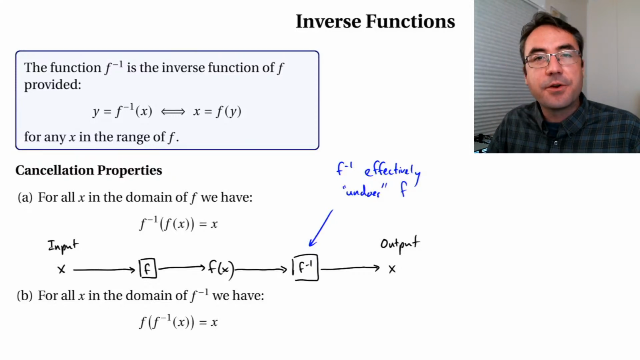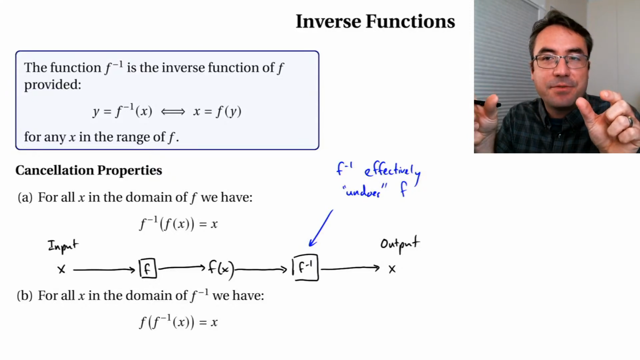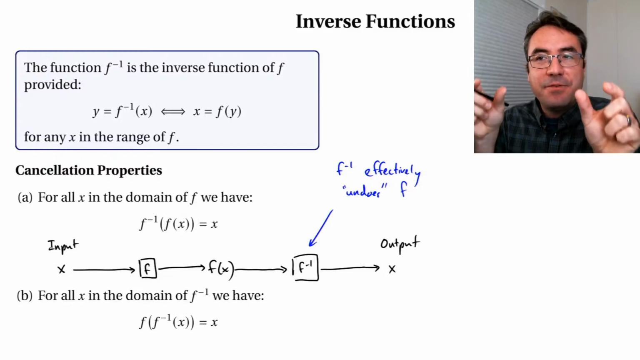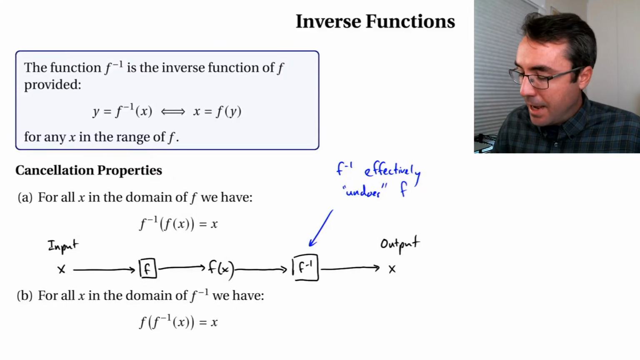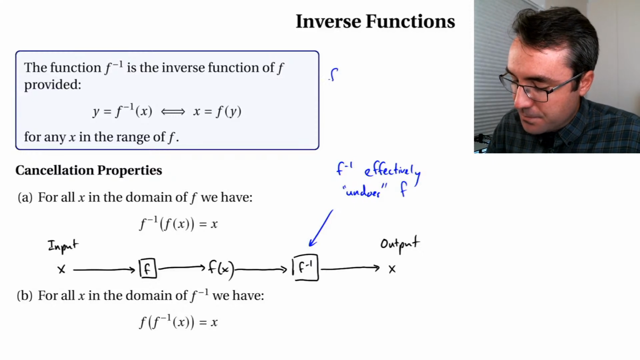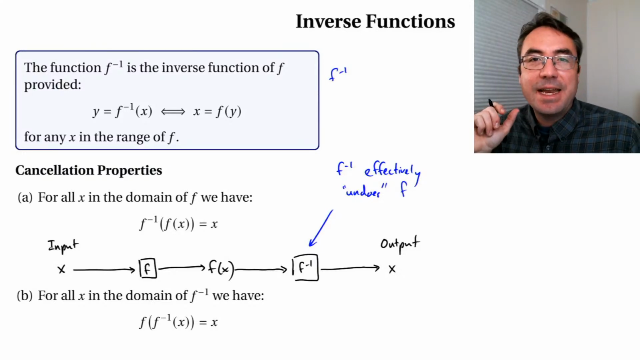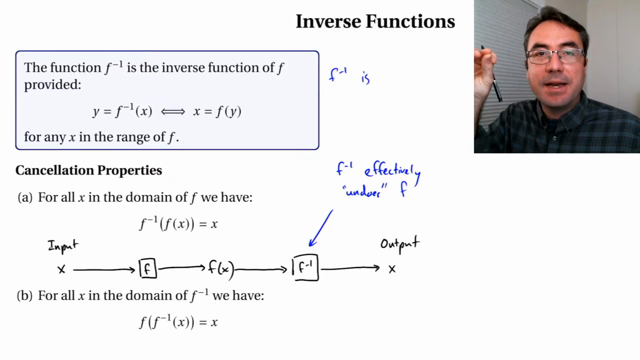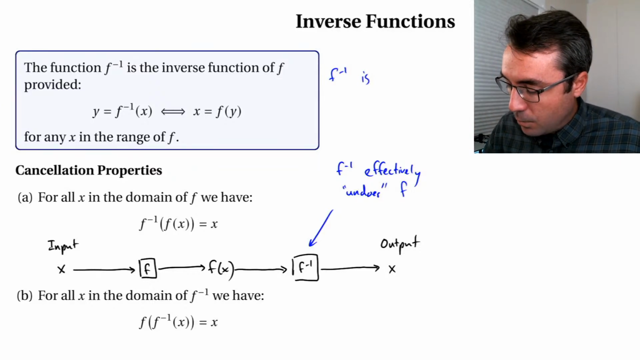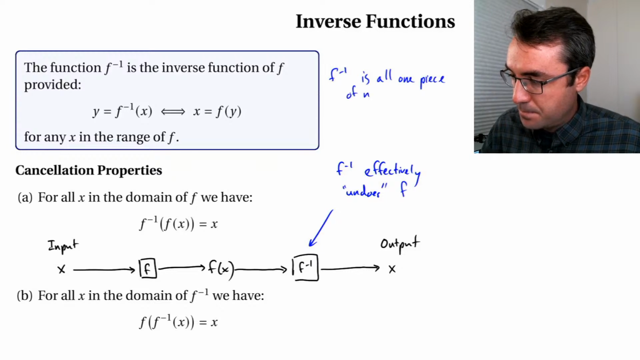There's also another cancellation property where if you do f inverse first and then you do function f, they still cancel out. So f inverse and f both cancel each other out. One undoes the other essentially. We just talked about this in the last example: the -1 here is not an exponent, it's just notation. When we write f with that -1 superscript, it's all one piece of notation. So don't think of this -1 as an exponent.